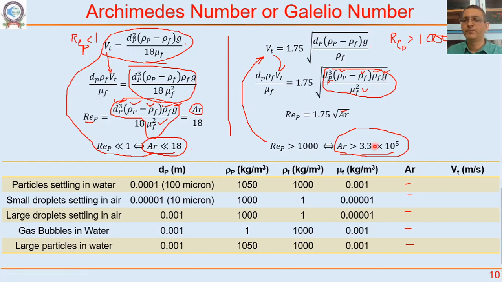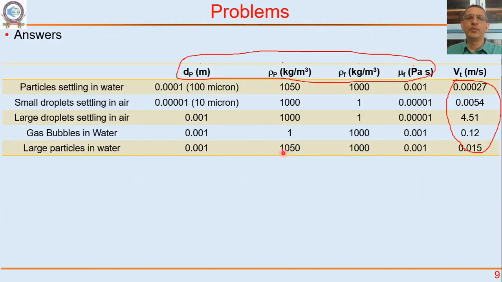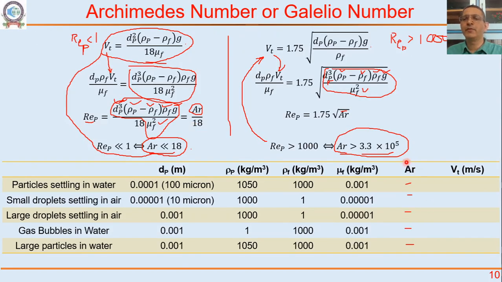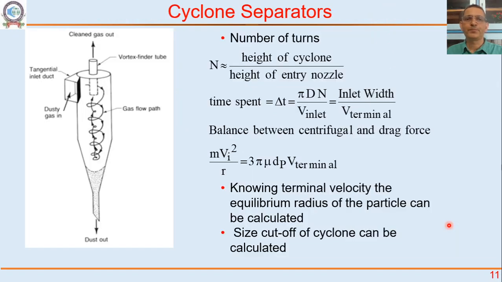If the Archimedes number is less than 18, straight away use this expression. If the Archimedes number is greater than 3 into 10 raised to 5, straight away use this expression. Isn't that better than doing this trial and error, assuming and checking and assuming something else again? Right? That's the advantage of defining the Archimedes number. Okay, do this for yourself.